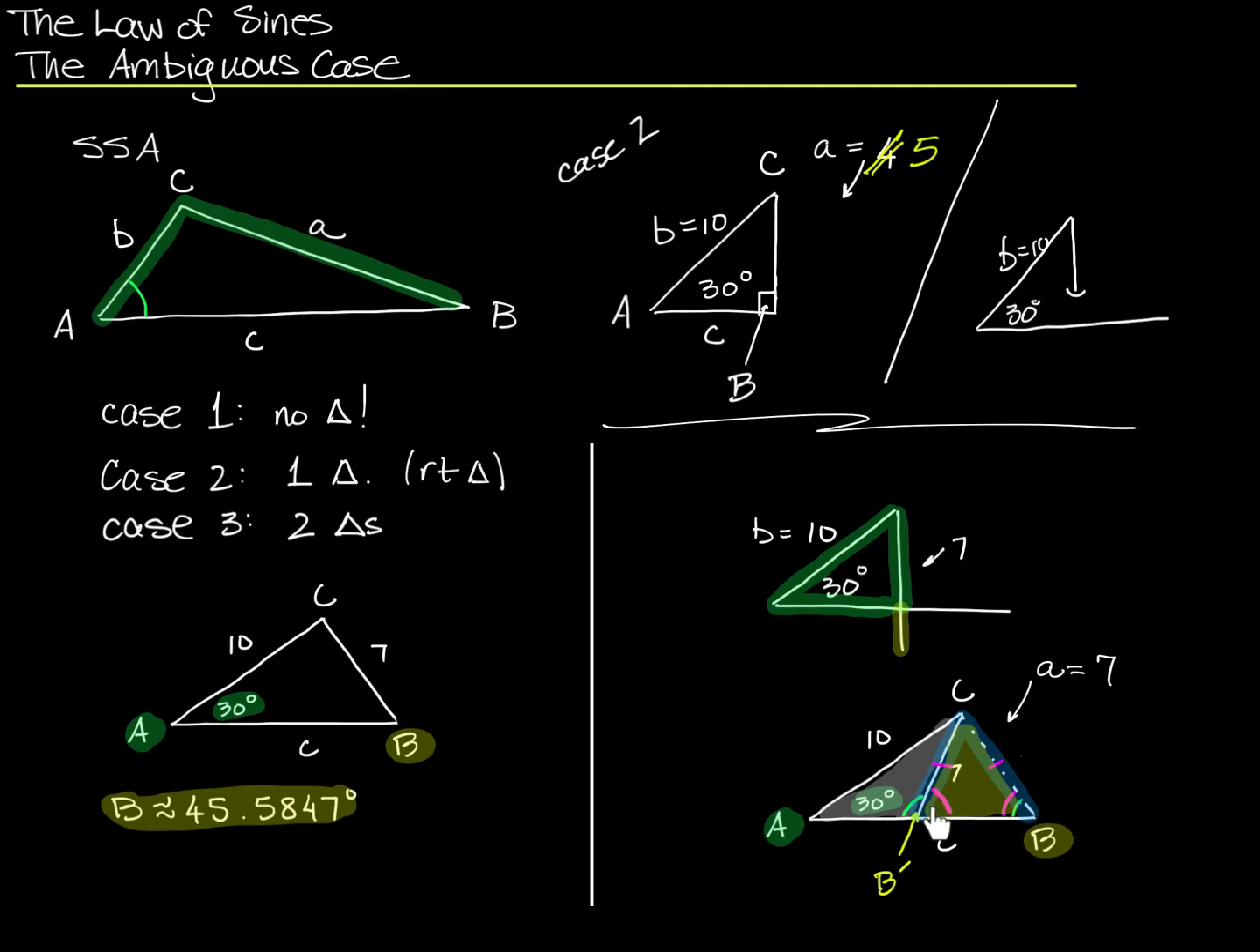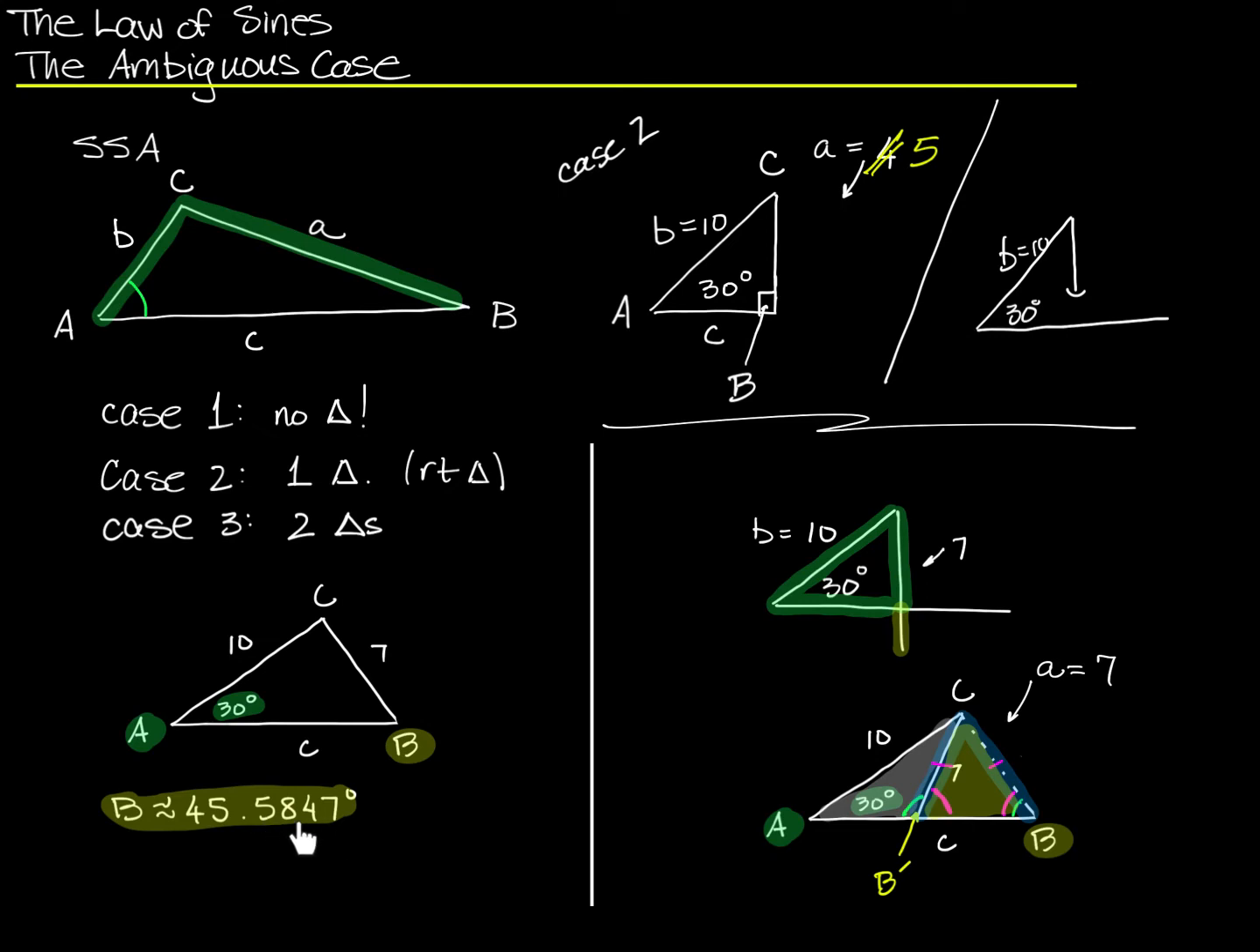Well, if I know how big this angle is, I can figure out how big this angle is, because together they make 180 degrees, right? So whatever this angle is, it's 180 minus this one. Let's do that arithmetic.